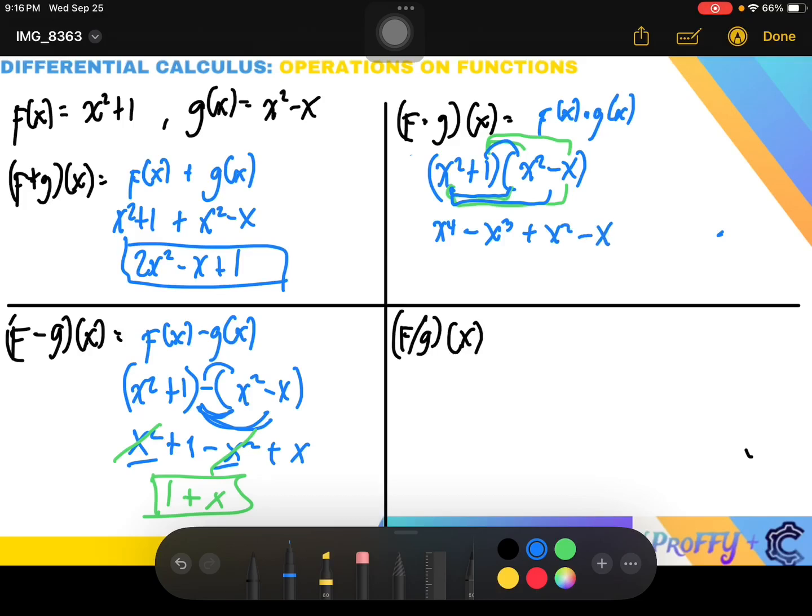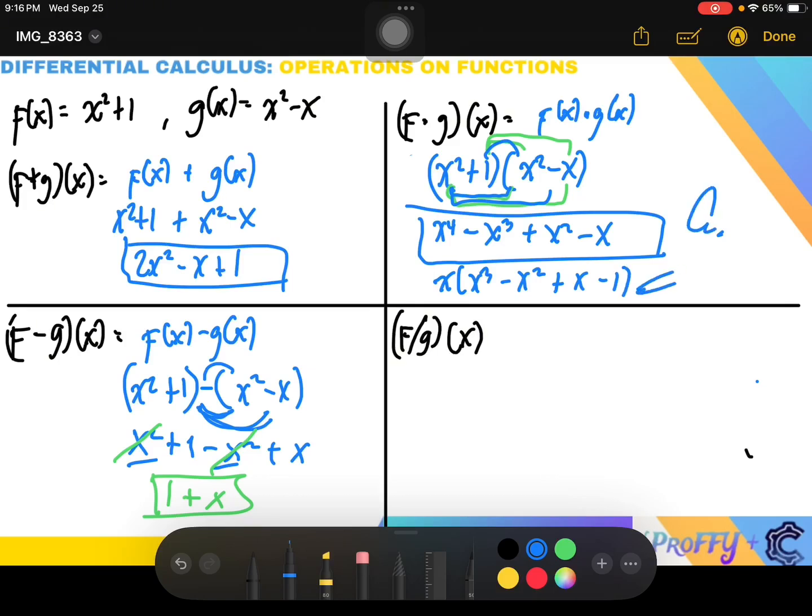Gets? So, the answer is what? x to the 4th minus x cubed plus x squared minus x. Ay, minus x. So, gets guys? So, this will be the answer. So, pwede mo naman siya i-factor, tatanggalin mo yung x. Kinuha ko lang yung greatest common factor niya, which is x. Then, eto, pwede rin sagot to, guys. Gets?